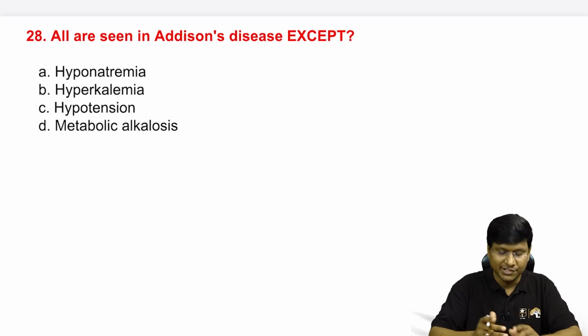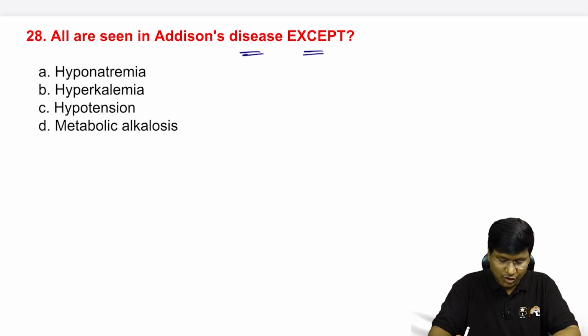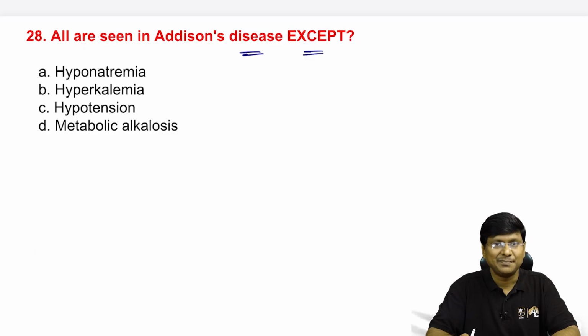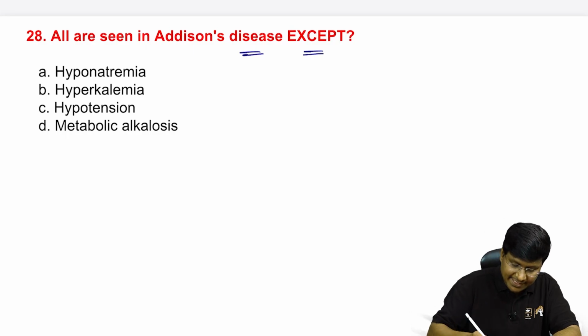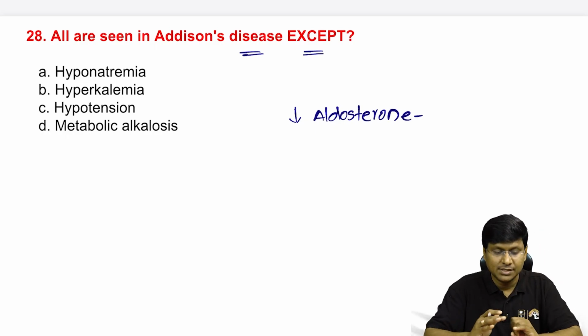The next question is, all are seen in Addison's except: hyponatremia, hyperkalemia, hypotension, metabolic alkalosis. Now in Addison's, you have aldosterone deficiency. And what does aldosterone do? Aldosterone causes sodium and water retention, potassium excretion, and H+ ion excretion. So this is the action of aldosterone.